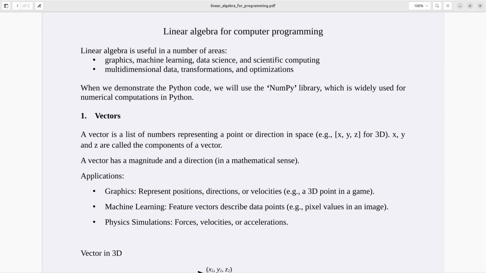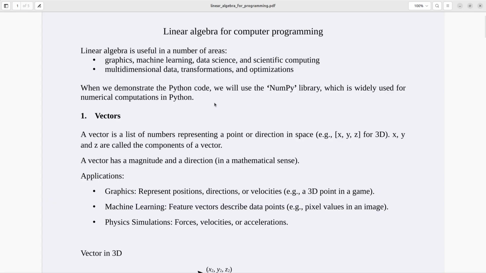So in this video, I'm going to demonstrate the Python code. We mainly use the NumPy library so that I'm able to use the linear algebra submodule coming from the NumPy library. So I'm going to use the linear algebra module in the NumPy library to handle the numerical calculations in Python. So the first idea to discuss is the vectors in linear algebra.